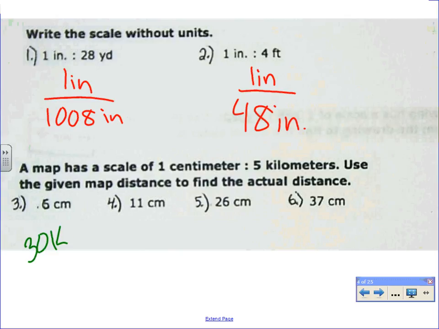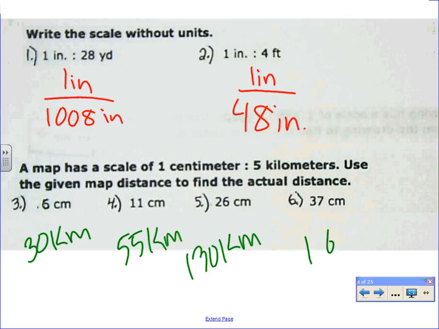Good. Mike, number 4. Good. Shane, number 5. Good. 130 kilometers. Abigail, number 6. Good job. Okay, number 7. Neil.